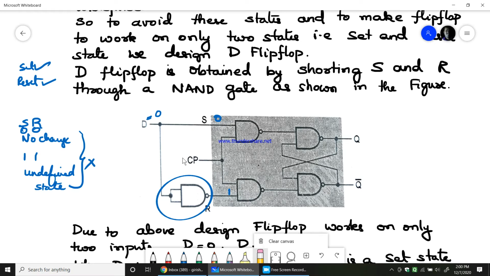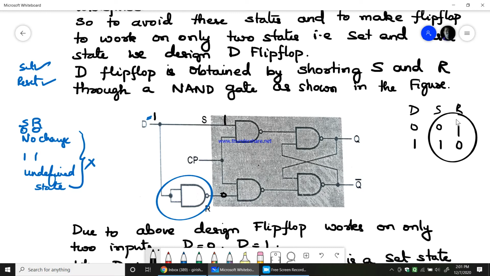Now I have the option of giving the other input, which is 1. When I give D 1, S becomes 1 and R becomes 0. So D was 0: S is 0, R is 1. D is 1: S is 1, R is 0. So you get only these two conditions in this D flip-flop. Therefore the 0, 0 and 1, 1 conditions are avoided, and I get only two conditions, either set or reset, using the D flip-flop.